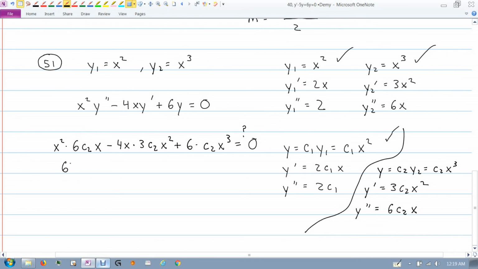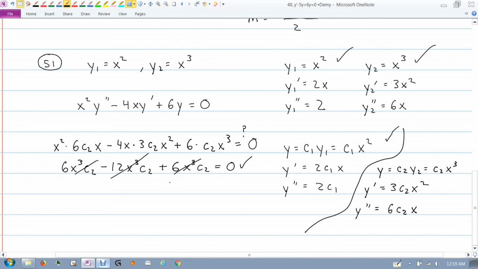So this is 6x cubed c sub 2, minus 12x cubed c sub 2, plus 6x cubed c sub 2, equals 0. Yes, that is true. We got all this cancels out. So those are both solutions.